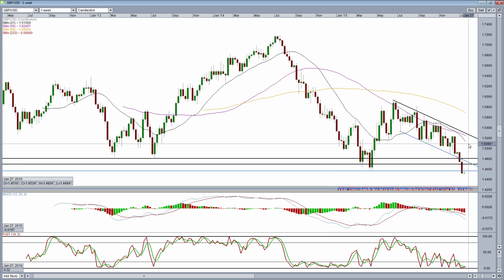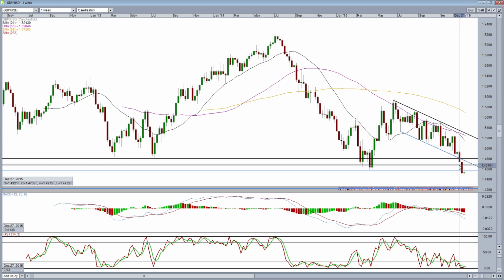Cable next, and again we saw a nice candle here. We've highlighted already recently the acceleration, the bearishness. Now cable's been bearish for more than half a year now, but we did see this accelerate a few weeks ago. We saw it break below this descending channel which the pair had been trading in.